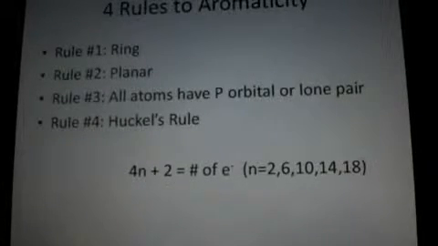So for example, when we look at this cyclohexane ring, we can see that there are 1, 2, 3 double bonds, meaning that for each double bond we count them as 2 electrons. So we have 2 electrons here, 2 electrons there, and 2 here. So we have a total of 6 electrons.